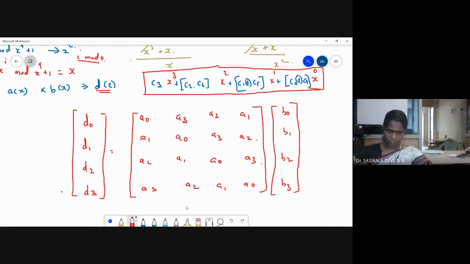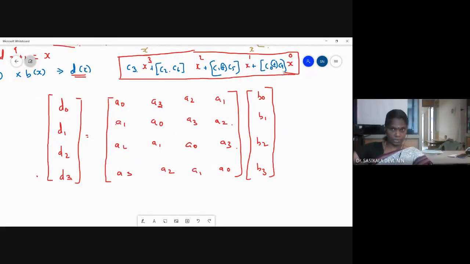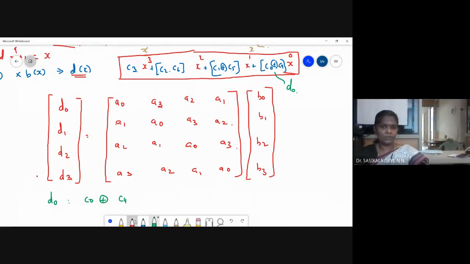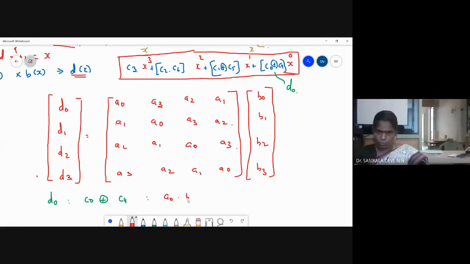Let's see this. This is actually D0, the coefficient of the x power 0 term. What is D0? D0 is nothing but C0 XOR with C4. What is C0? What is the C0 coefficient? A0, B0. A0 into B0.